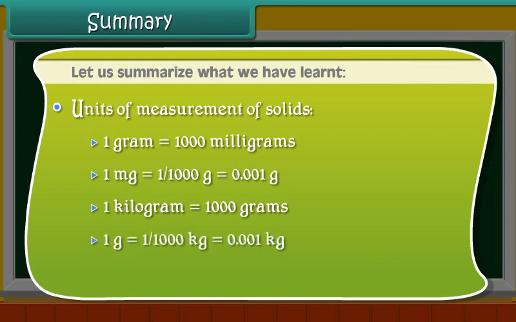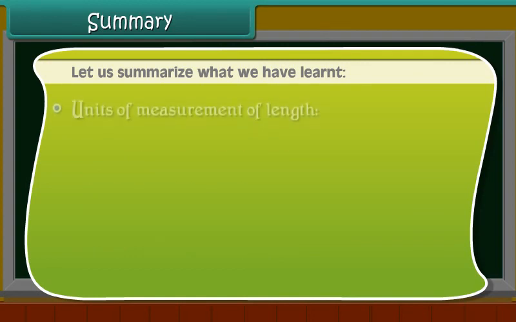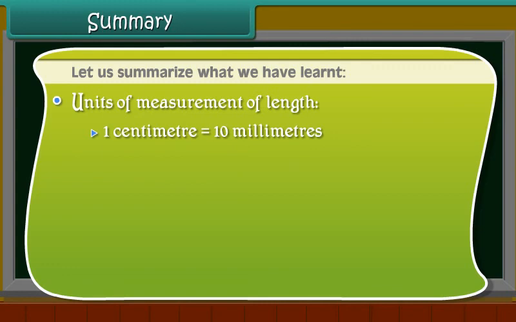1 gram is equal to 1 by 1000 kg. That is equal to 0.001 kg. Units of measurement of length. 1 centimeter is equal to 10 millimeters. 1 millimeter is equal to 1 by 10 centimeter. That is equal to 0.1 centimeter.